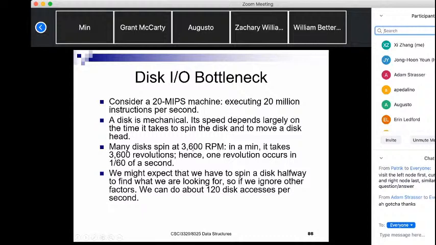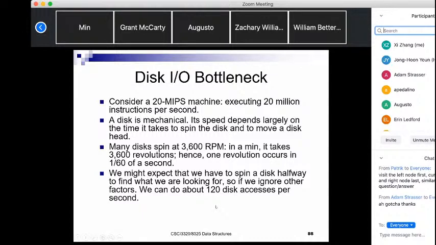So it takes 3,600 rotations per minute, and a single rotation takes 1/60 of a second. From this, we can do only 60 rotations in 1 second, right? So we can read only 60 times from the disk in a single second if the data is stored in different sectors. On average, it's half of that rotation, right? So we can have 120 disk I/Os per second.